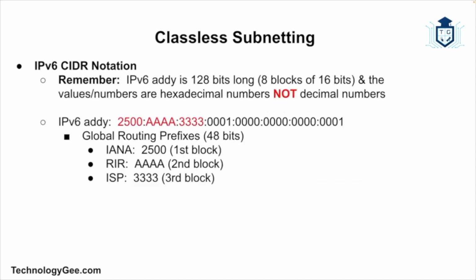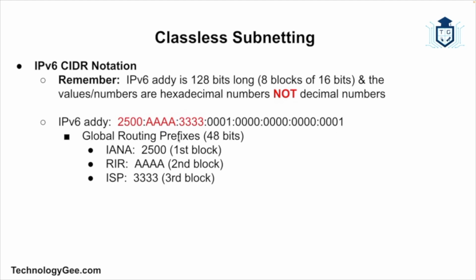And as a side note, you want to remember that an IP version 6 address is 128 bits long, consisting of 8 blocks of 16 bits. And remember that the values are hexadecimal numbers and not decimal numbers. All right, so let's look at an example of an IP version 6 address and how it is broken down. So we got IP version 6 address 2500:AAAA:3333:001: a whole bunch of zeros followed by a 1.